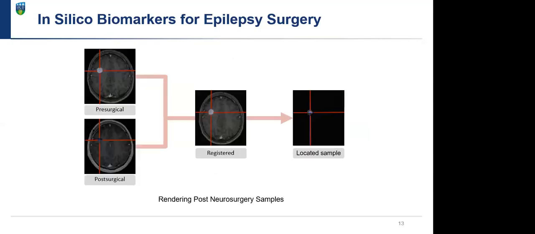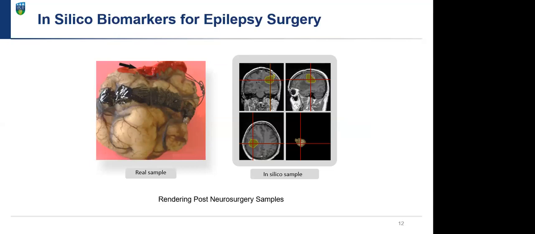And the last objective of this project is rendering post neurosurgery samples. The idea here is to extract this. For example, in this case, we are talking about a tumor. When the physician extracts the tumor, that tumor loses its shape, size, and other characteristics so quickly due to the environmental parameters. So the idea here is to not lose that very important information, with an in silico sample.